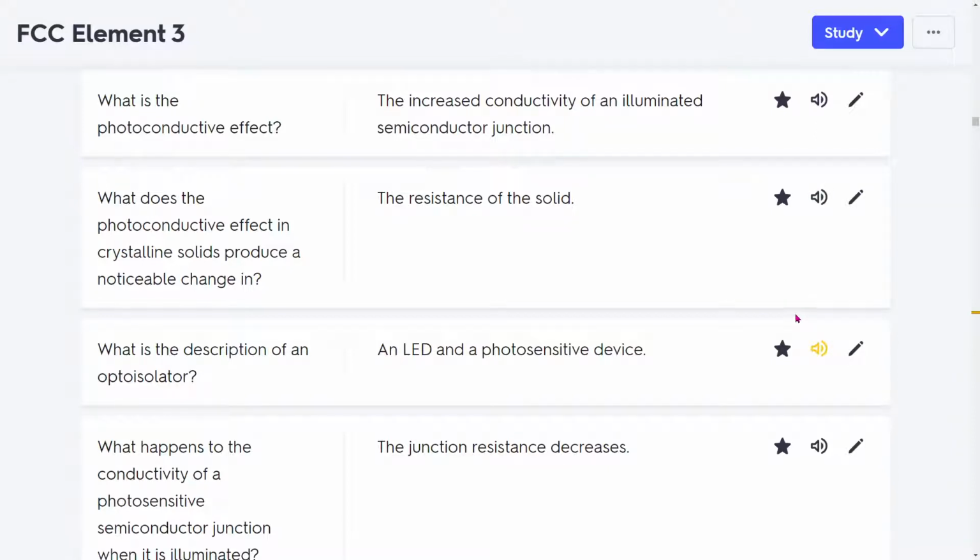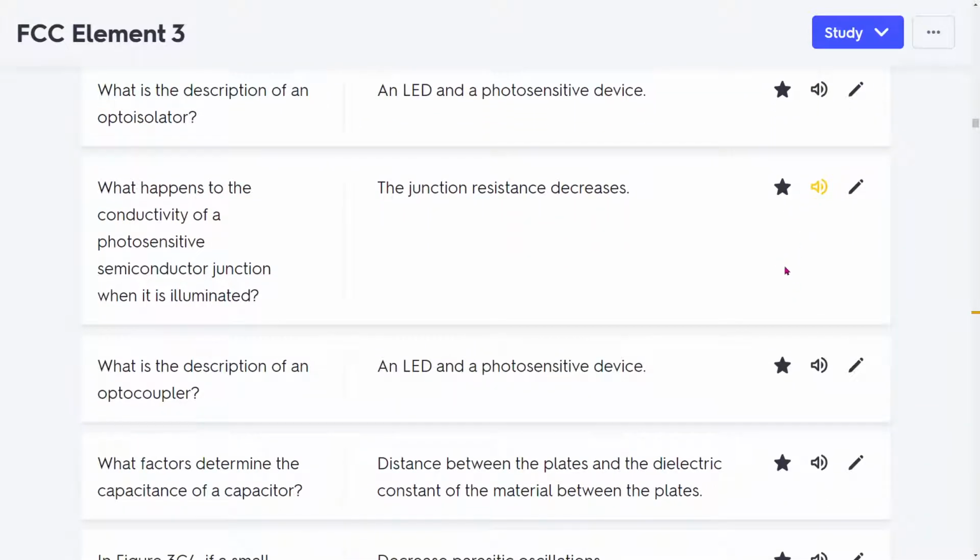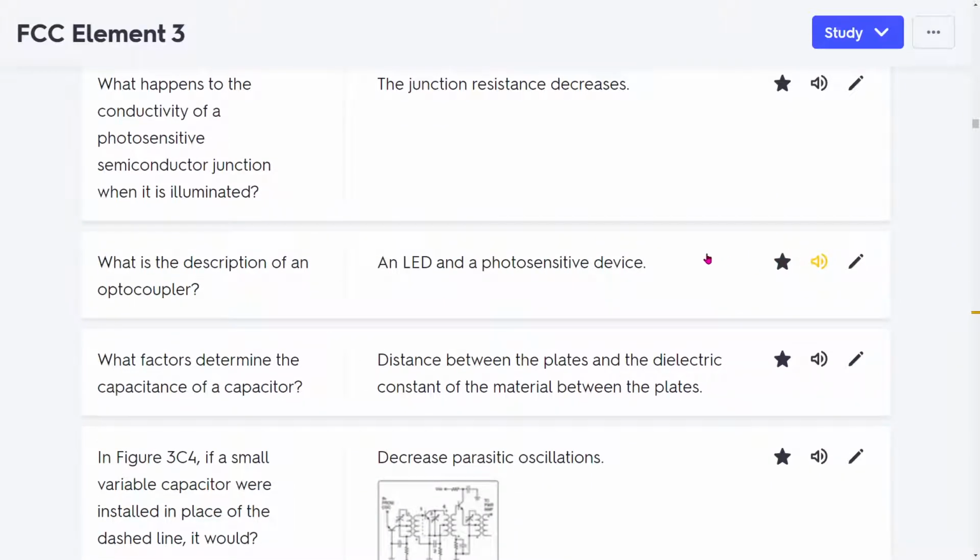What is the description of an optoisolator? An LED and a photosensitive device. What happens to the conductivity of a photosensitive semiconductor junction when it is illuminated? The junction resistance decreases. What is the description of an optocoupler? An LED and a photosensitive device.